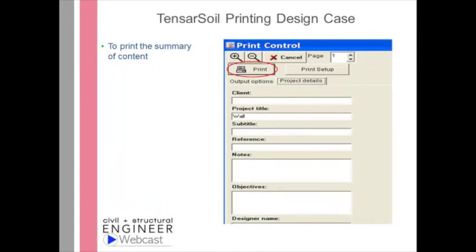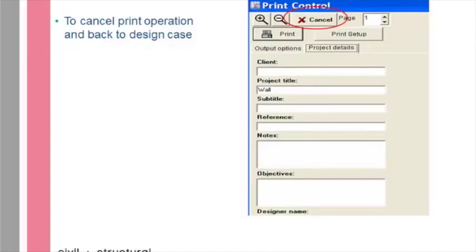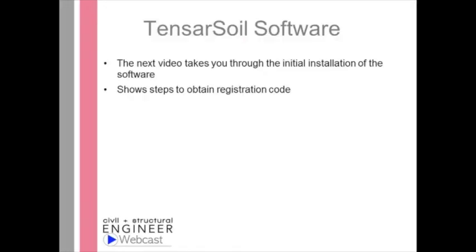To print the summary of the content, you would just click on the print icon. And when you are done, you would just hit cancel, and it will take you back to the design screen. We have one more brief video showing how to initially install the software.